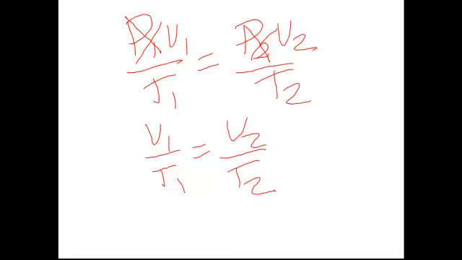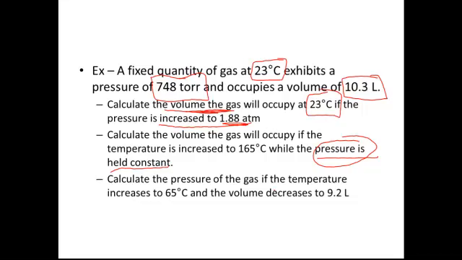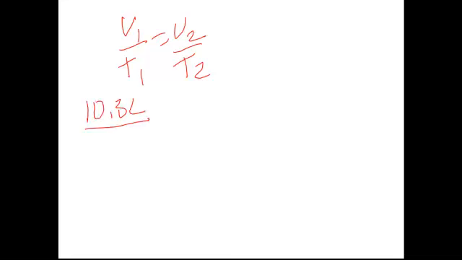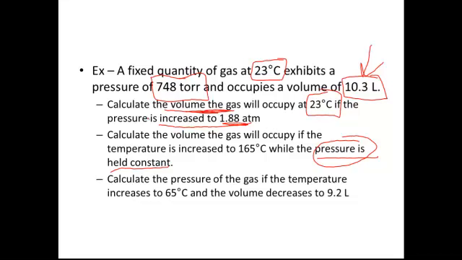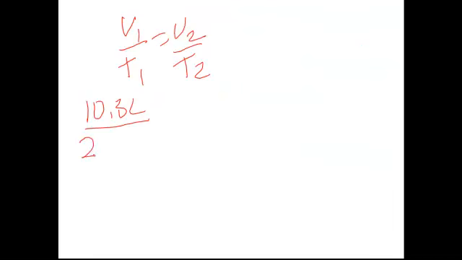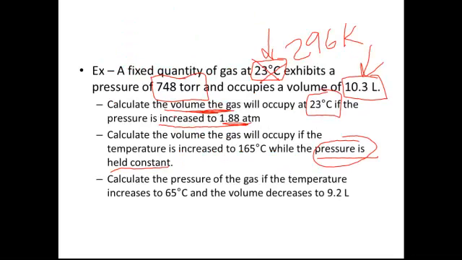So now this is just a Charles' law type problem. Our initial volume is 10.3 liters. So 10.3 liters divided by our initial temperature, 23 degrees Celsius, get rid of that, 296 Kelvin, adding 273, 296 Kelvin is equal to our final volume.